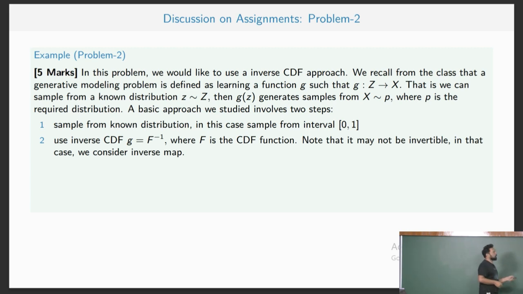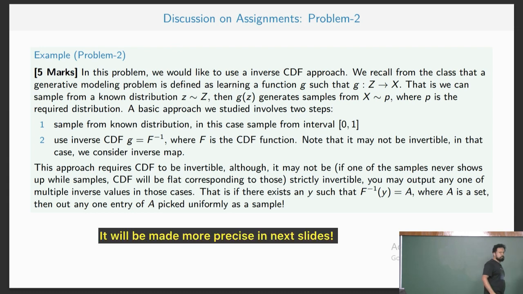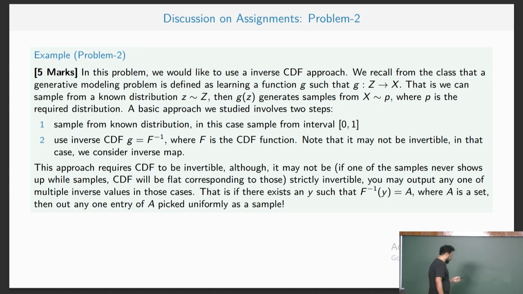But if it's not invertible, then it's possible that for one input, f inverse will give me multiple outputs. As we have said, we can encode it like this: f inverse of y may not be a single entry, but in our case it's samples, so it could give you a set of samples in A. What will you do in that case? Because you have multiple, one way is to pick one of the entries of A uniformly, sample as you like, and report that as the generated sample.